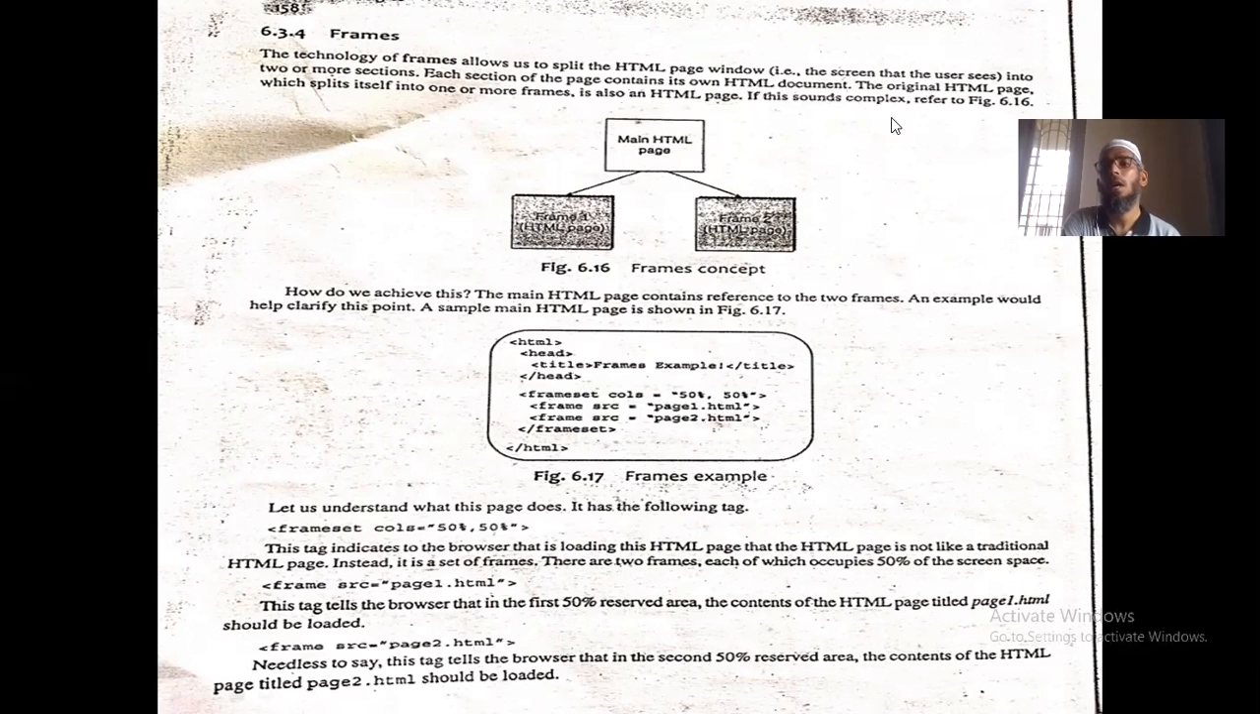So here if you observe the diagram, the main HTML page is displayed split up into the frame 1 HTML page and the frame 2 HTML page. For this, first of all you have to divide the HTML page into several rows and columns. Here the main HTML page contains two frames. So frame columns 50%, 50% means you are dividing the entire page into two parts there, 50% and 50%. And see, this is the frameset tag used here.